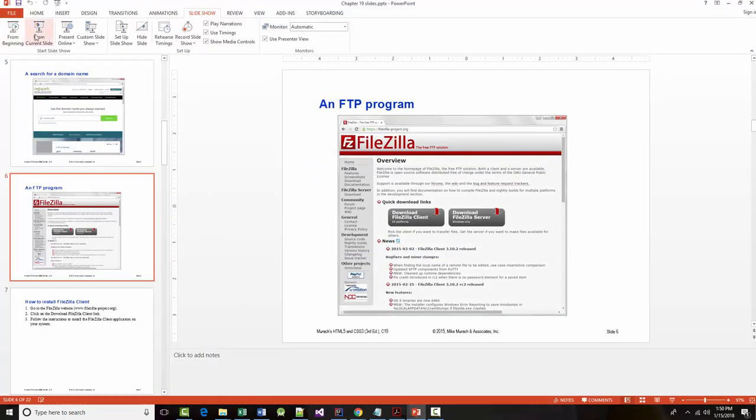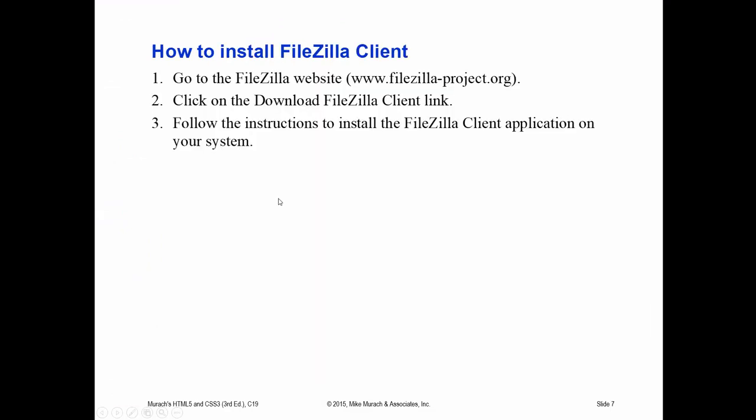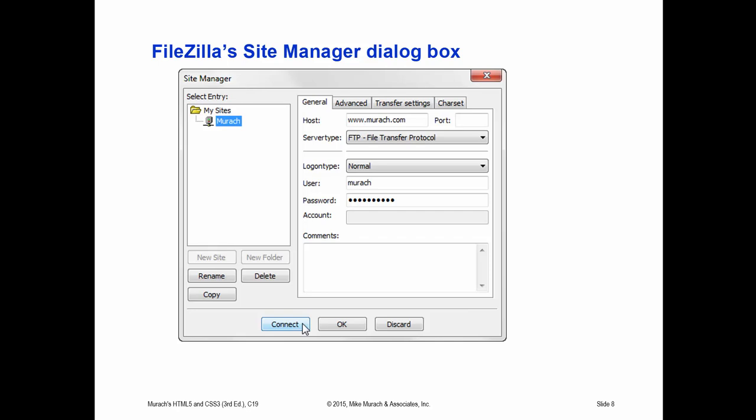So, Filezilla is an example of an FTP, or file transfer protocol, program. As far as the install, it's fairly simplistic. You go to filezilla-project.org, click on the download. I'd follow the instructions, and when I did it, I just accepted all of the defaults. Okay? This is their manager box.